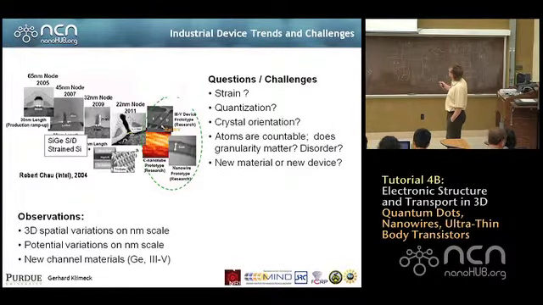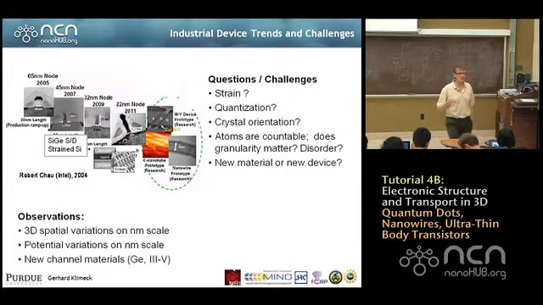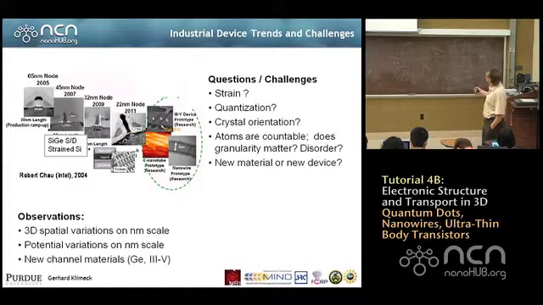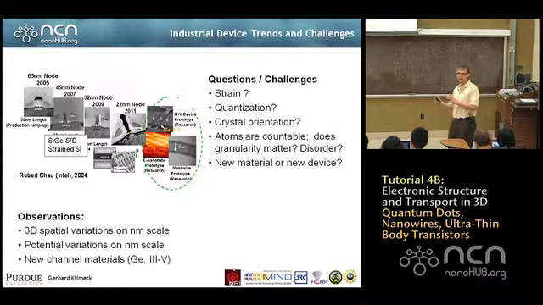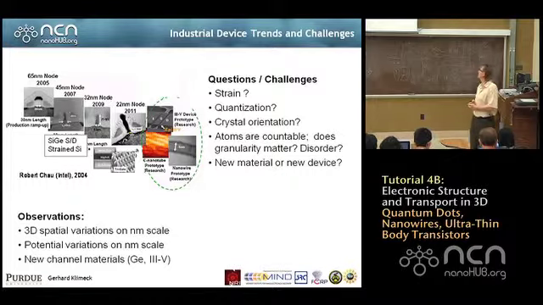So then the questions and the challenges are that you have strain to deal with, you have quantization, you have crystal orientations, the atoms are countable. The question is, does granularity matter? Does size matter? New materials or new device? What are you really building, right? Is it a new device, or are you actually creating a new material that really doesn't exist like that, right? That connectivity of atoms and that spatial orientation, you can also interpret as a new material.